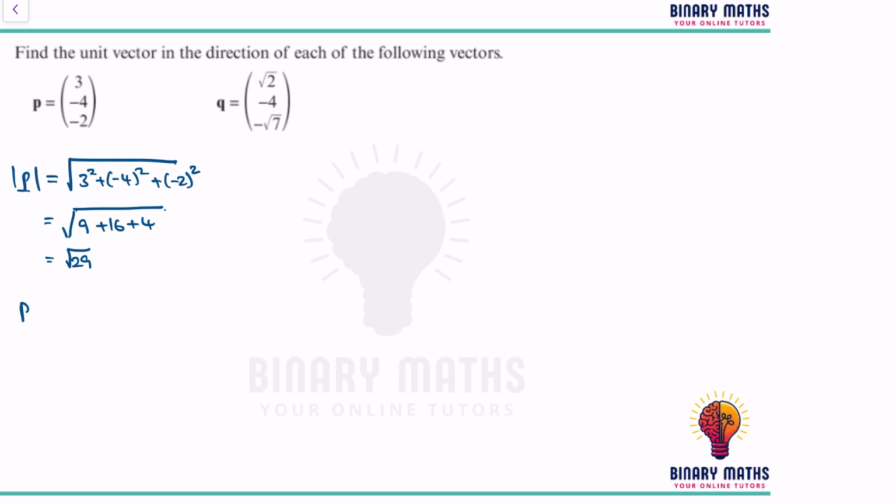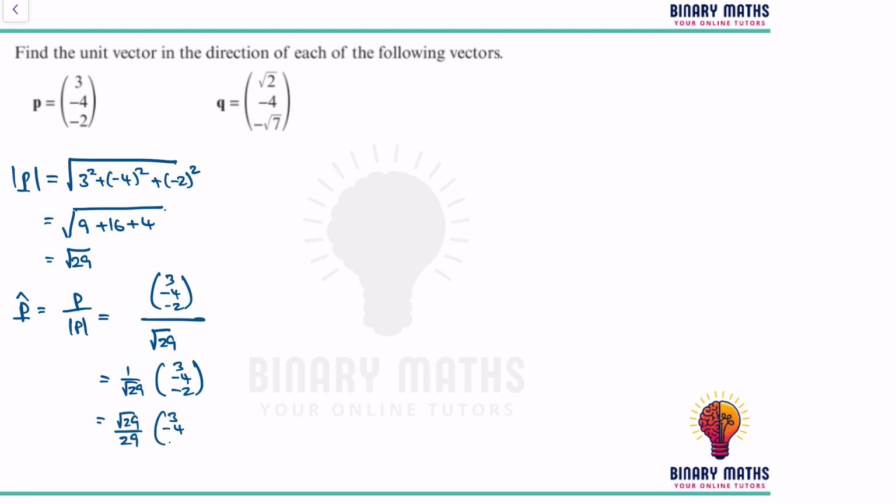Then I need to work out the unit vector in the direction of p, which is equal to p over the magnitude of p, which is equal to 3, minus 4, minus 2 over root 29, which is the same thing as 1 over root 29 times 3, minus 4, minus 2, which is the same thing as root 29 over 29 times 3, minus 4, minus 2, which is equal to 3 root 29 over 29 i minus 4 root 29 over 29 j minus 2 root 29 over 29 k.